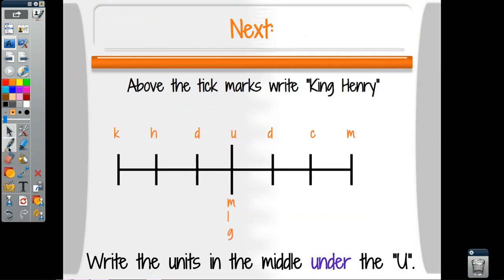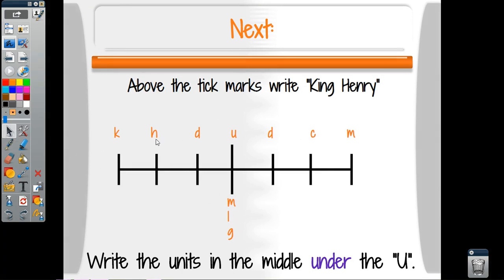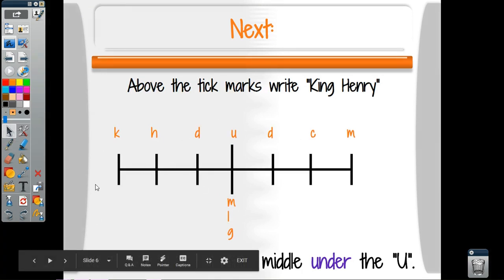The first thing you should do is set up your King Henry like so. King Henry died unexpectedly drinking chocolate milk. Under the U, which stands for unit, I put my 3 base units, meters, liters, and grams. This is how you always set up every single problem.